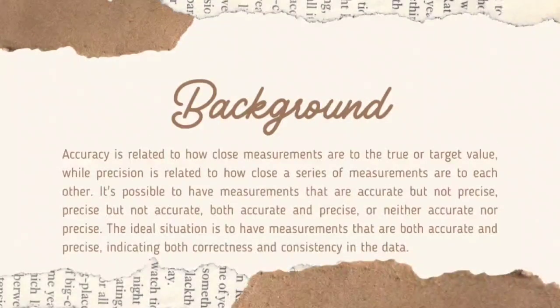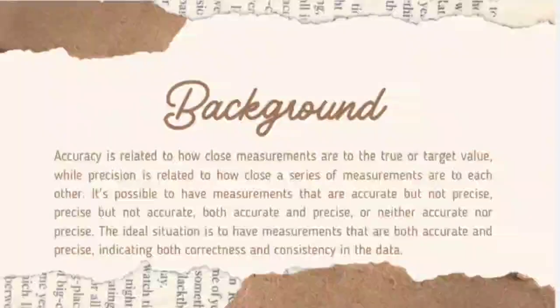What is accuracy and precision? Accuracy is related to how close measurements are to the true or target value, while precision is related to how close a series of measurements are to each other. It's possible to have measurements that are accurate but not precise, precise but not accurate, both accurate and precise, or neither accurate nor precise. The ideal situation is to have measurements that are both accurate and precise, indicating both correctness and consistency in the data.